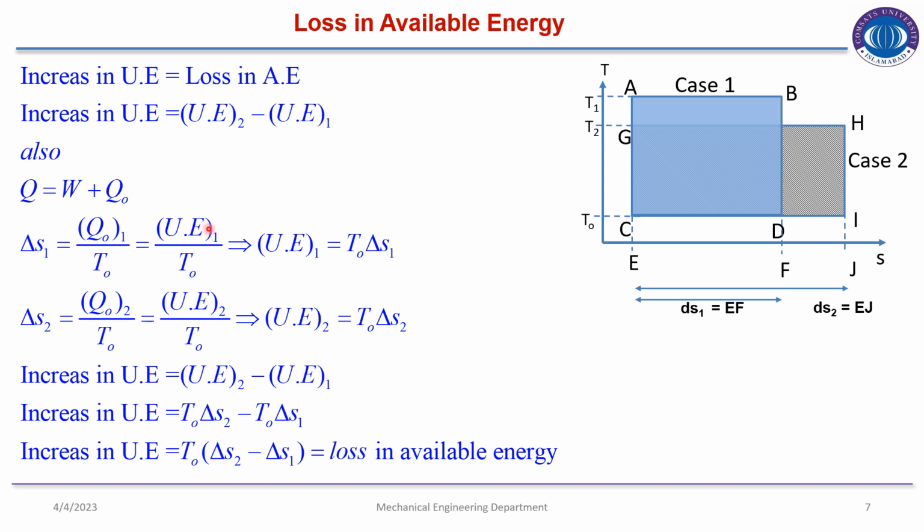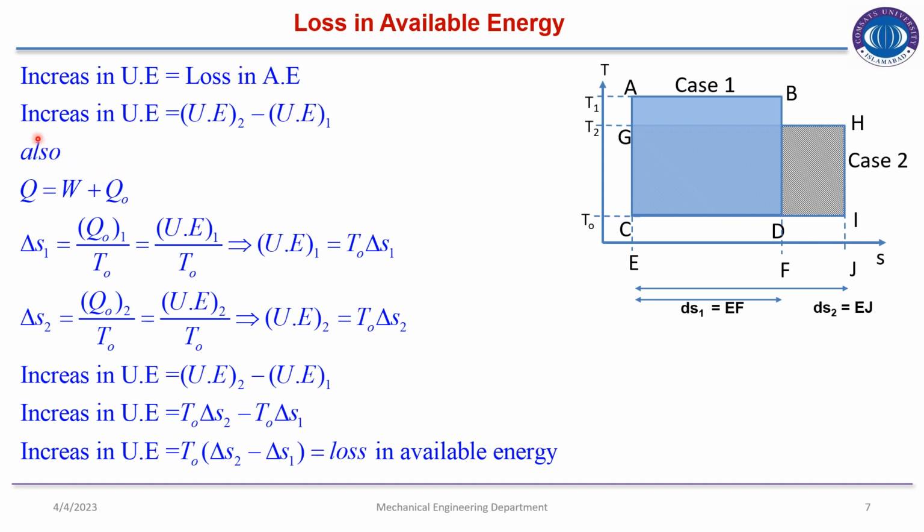So here is a mathematical derivation to calculate the loss in the available energy. Here, the increase in unavailable energy is equal to the loss in available energy. As I have already told you, available and unavailable energy are opposite of each other. As one increases, the other has to decrease, so you can write either loss in available energy or decrease in available energy, though they both mean the same.